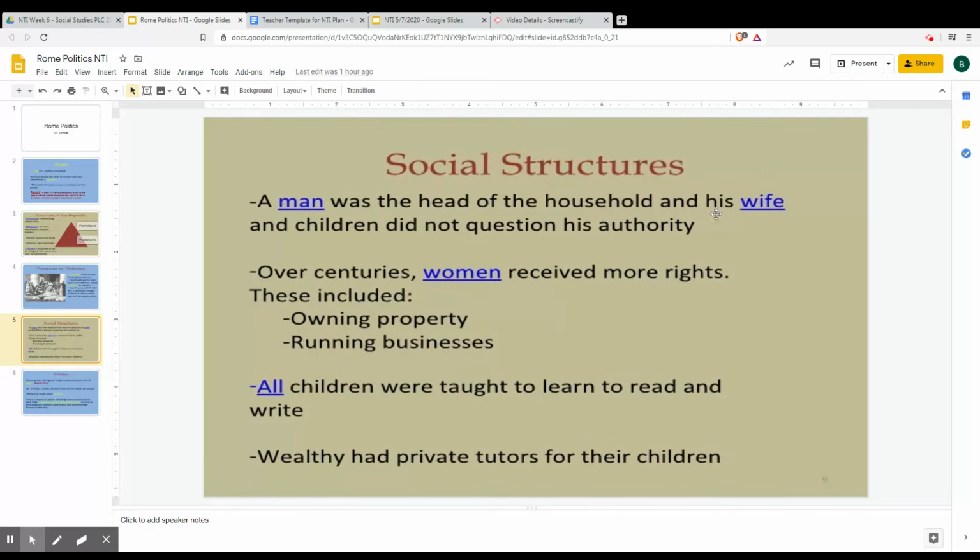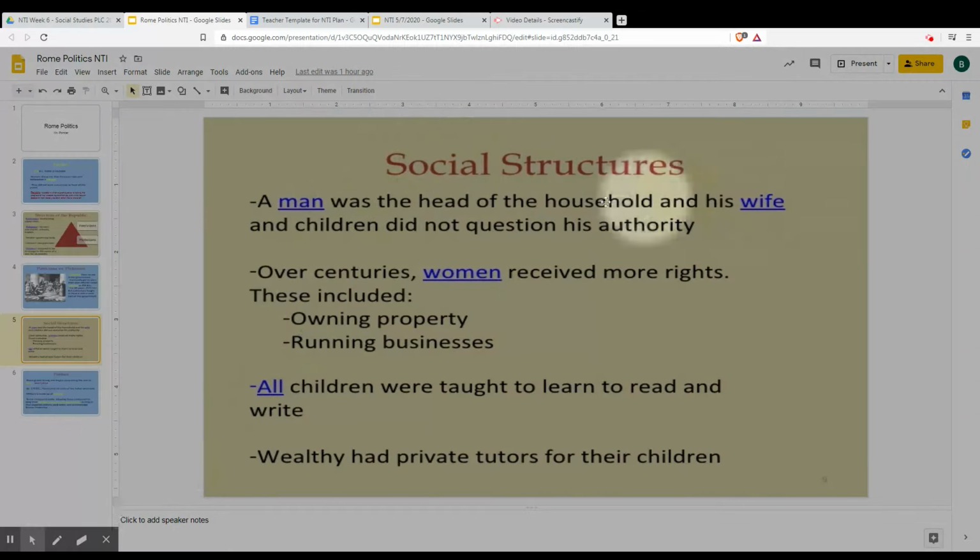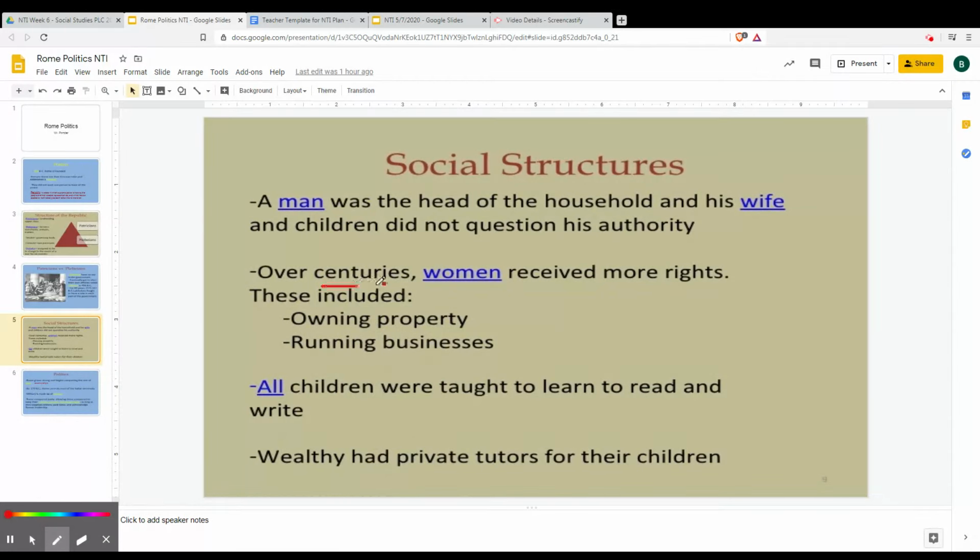So the social structure in Rome: the man was the head of the household, and his wife and children did not question his authority. So most of the power lay with the man. And over time, which was centuries, so a century is 100 years, so this is plural, over a few hundred years, women finally received more rights, and these included being able to own property and run businesses.